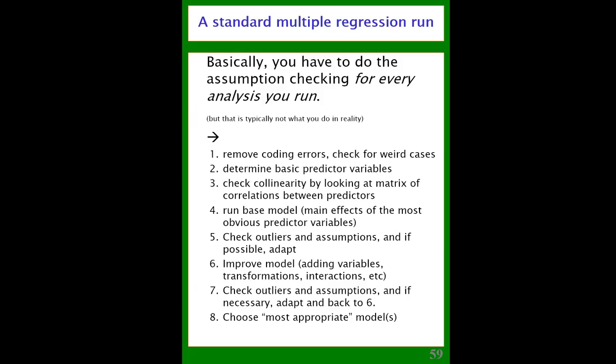Okay, so this is the part where the standard multiple regression run is your typical exam stuff. You get data, and the assignment is do something that makes sense. We're trying to predict this, and here's your data. And then you go about it. You check your coding errors, you check your predictor variables, you check all the assumptions, you run your base model. Here there is an iterative part. You try to make it better until it, let's say, is as good as it can be. And then in the end, you try to come up with what is the most appropriate model.